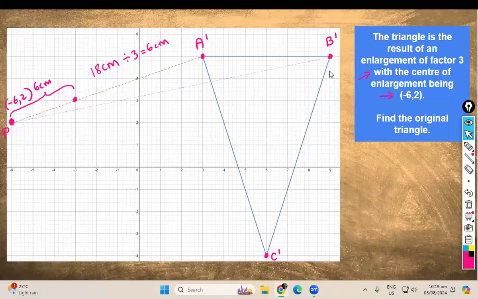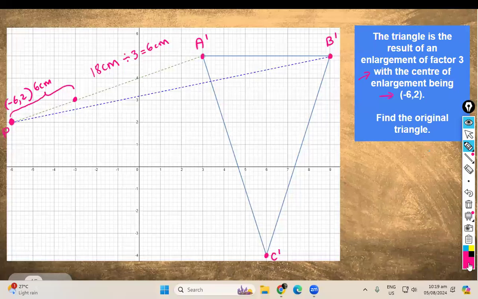We're going to connect B prime. Look at it. I connected B prime to the center of enlargement. The examiner told us what the center of enlargement was. If we were to measure the length of the blue line, let's say we got 21 centimeters. Since the scale factor is 3, we divide by 3 and we will get 7. The 7 centimeters needs to be measured from the point P. And you all get the idea here, right?